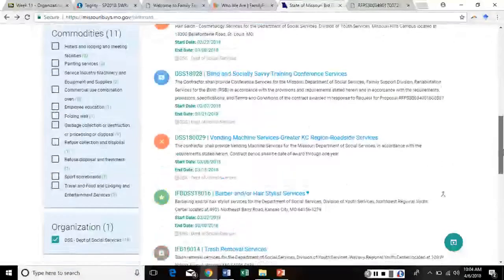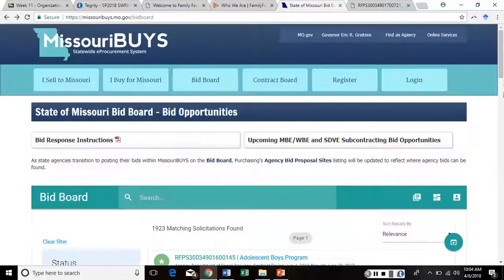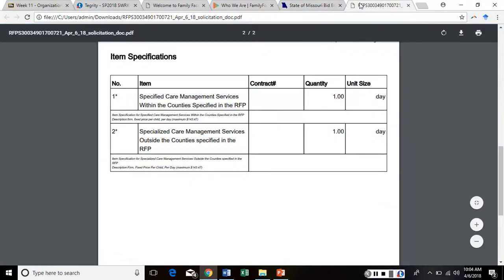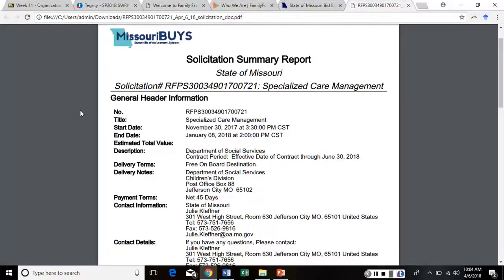Just look through this. So the Department of Social Services is still providing us with some trash. One I did have pulled up, which we're going to look at here, is the solicitation summary. This is Missouri's bid for specialized care management, specifically for foster care. They put this out there looking for an agency to provide foster care case management.